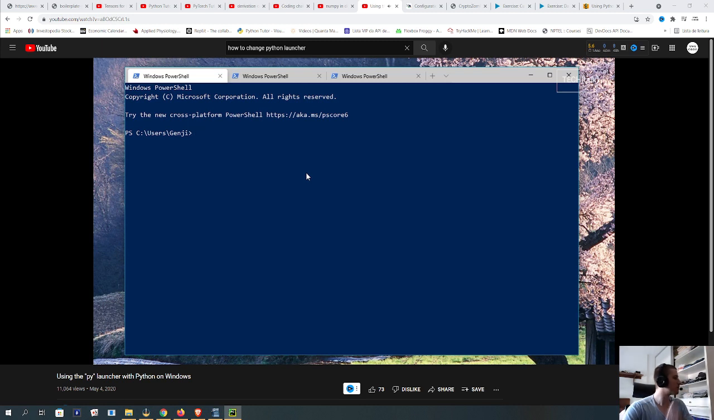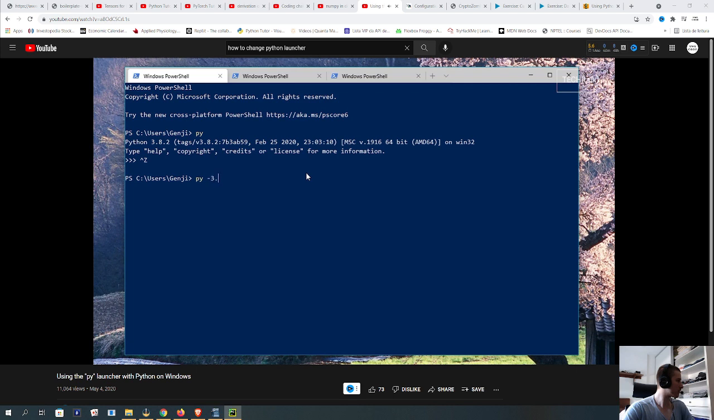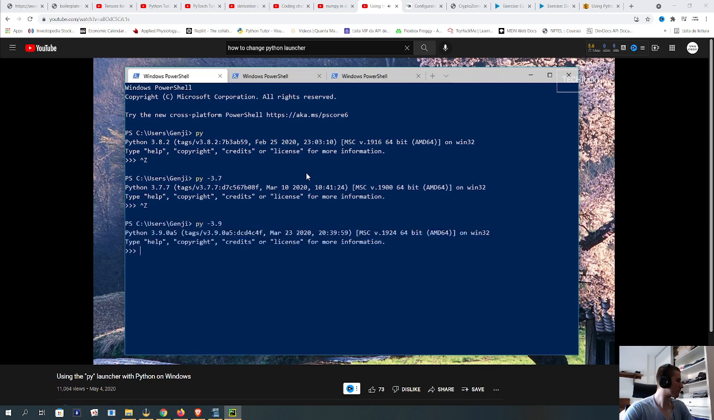You can just type Pi to launch the default version of Python, like this. Or you can use a command line switch to launch another installed version of Python. For instance, to launch 3.7, I'd use pi -3.7. And likewise for Python 3.9, pi -3.9. Any command line arguments you pass after the version number are just passed along as is.